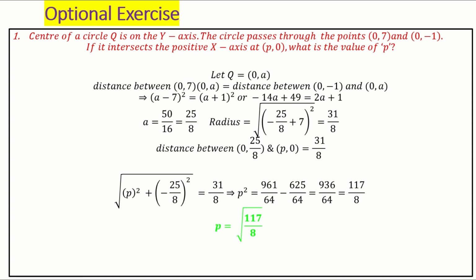And the radius is 31 by 8. Now the distance between 0, 25 by 8, which is the center, and p, 0 is equal to 31 by 8, the radius. If I apply the distance formula again, I can simplify it. I will get p square equal to some value, and p is equal to square root of 117 by 8. Just do the calculation correctly. I cross checked multiple times, but check it yourself anyway. Next.